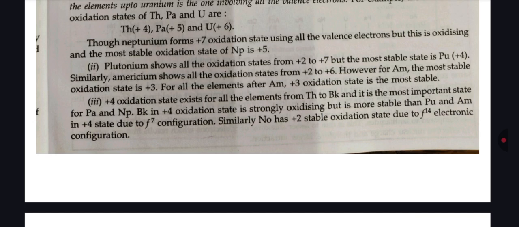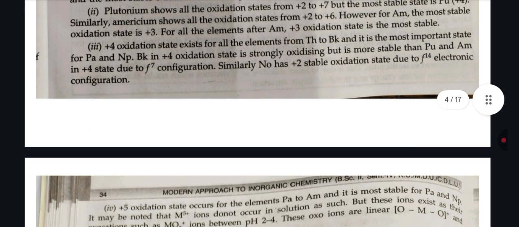Second is plutonium shows all the oxidation states from +2 to +7, but the most stable state is Pu +4. Similarly, americium shows all the oxidation states from +2 to +6. However, for Am, the most stable oxidation state is +3. For all the elements after Am, the +3 oxidation state is most stable.